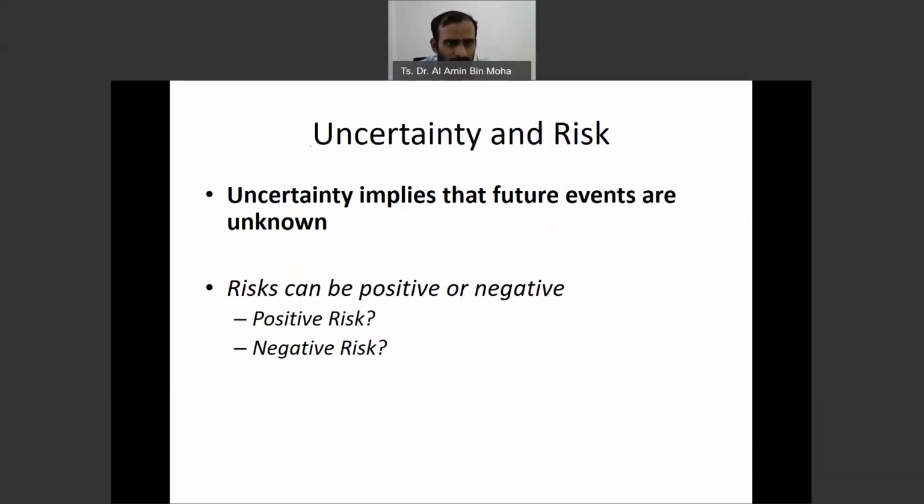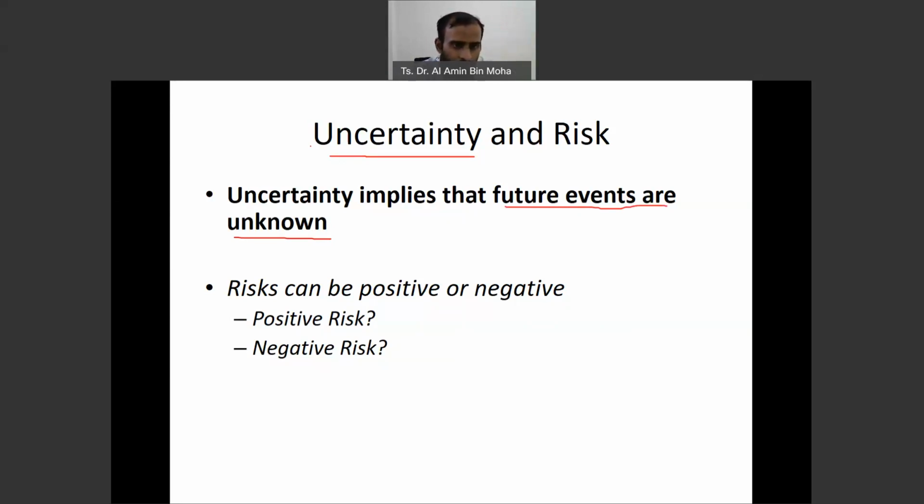Now, uncertainty and risk. Uncertainty implies that future events are unknown. It means that you don't know what's going to happen next. You can't tell what's going to happen in one minute's time. Say you are listening to this lecture, and suddenly your device turns off. You never imagined that before, but of course you can recharge it. But what if it's a different situation, like you are answering your exam or doing a transaction for an important business, and suddenly the system goes down? There's a risk. So uncertainty means future events are unknown.